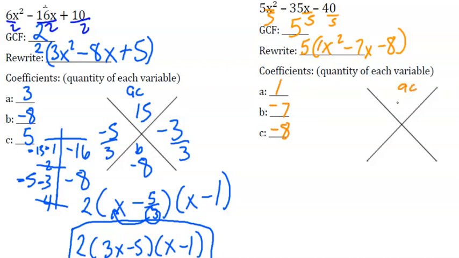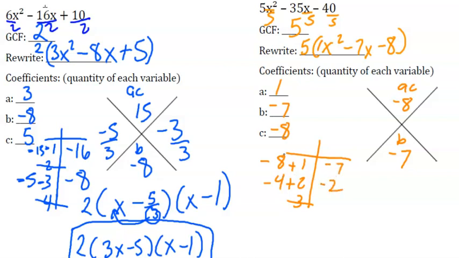A times C is negative 8. B is negative 7. List out your factor pairs of negative 8. We have 1 and 8, 2 and 4, 3 doesn't work, and we've already used 4, so we're done with the cycle. Okay, so we have a negative here and a negative here, so that means the bigger number is negative and the smaller factor is positive. Find the difference, you get negative 7 and negative 2. We're going to use that first pair with the negative 8 and the positive 1.